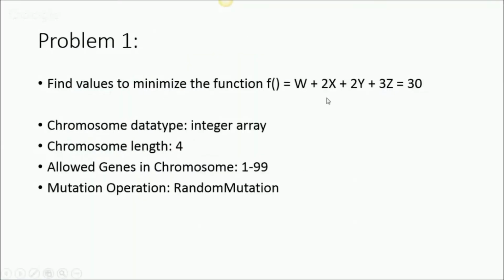So if I go back here, okay, so we've got this function. We have 4 inputs, W, X, Y, Z. Of those 4 inputs, the allowable values are from 1 to 99. Chromosome length is 4. And we're going to use random mutation, which means we're just going to pick a gene in the chromosome and we're going to mutate it within the allowed values.